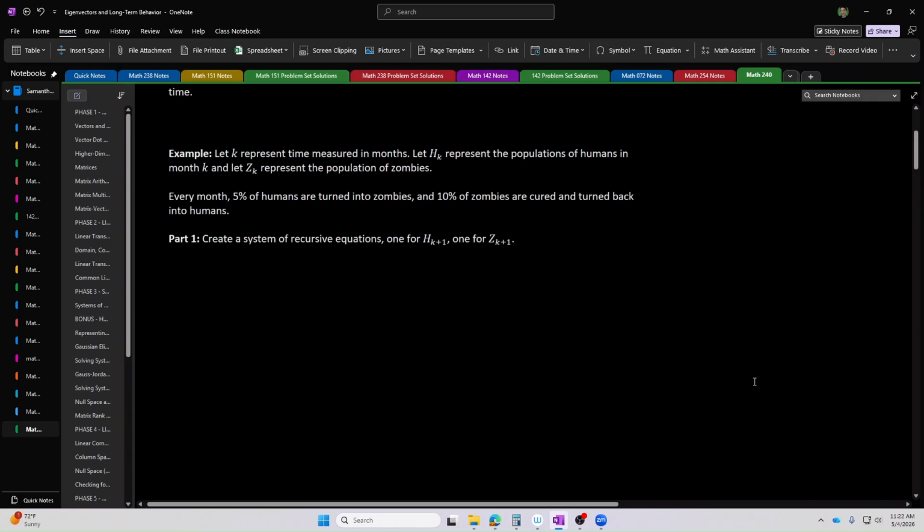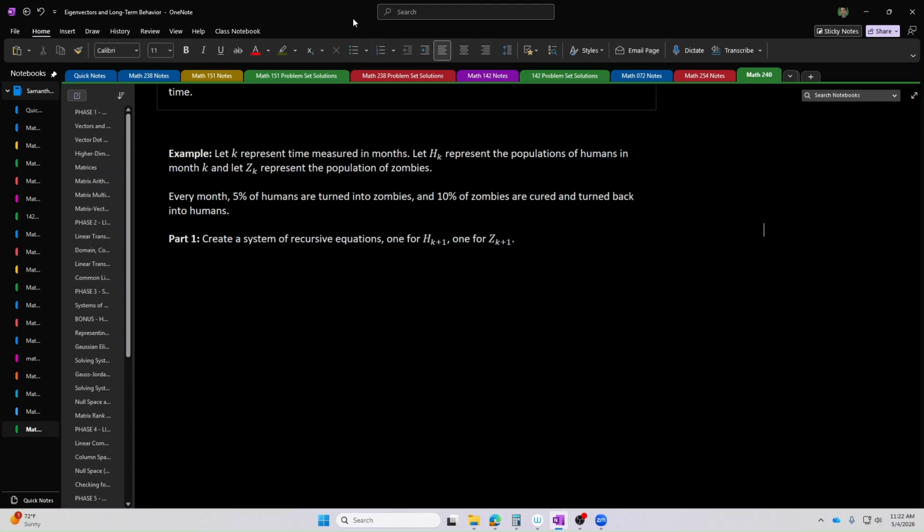Let's see if we can predict what's going to happen in the long run here. Are we going to end up curing everybody and everyone's human and the apocalypse is over? Are we going to end up with all zombies and all the humans are gone? Or is there going to be some kind of equilibrium or balance between the two states? Let's see if we can answer that question.